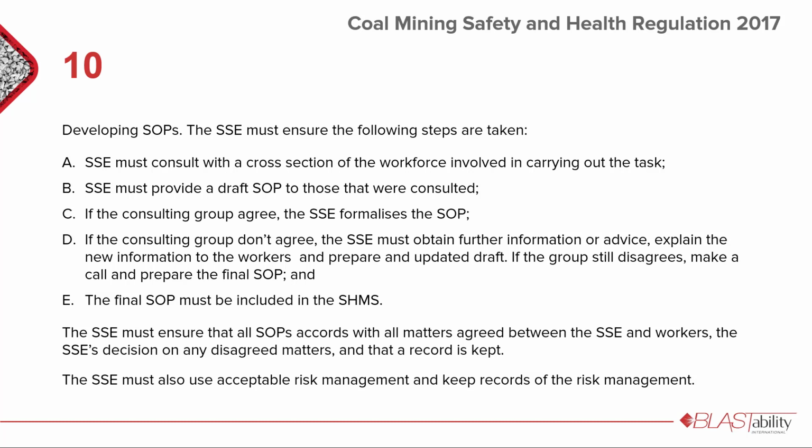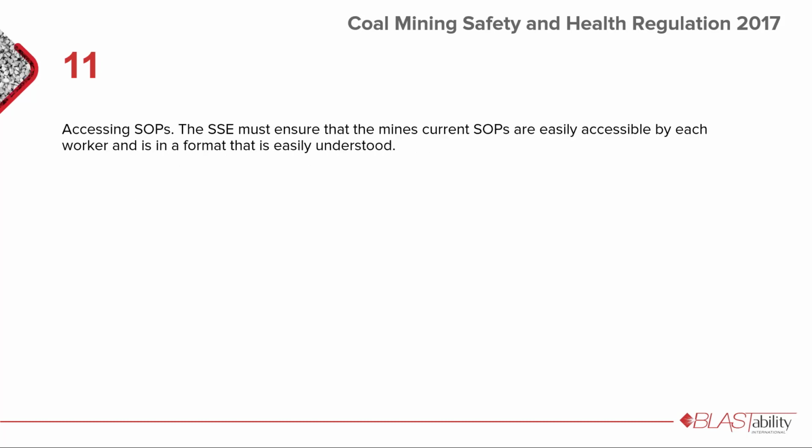If the group don't agree, the SSE must obtain further information or advice, explain the new information to the workers, and prepare an updated draft. If the group still disagrees, make a call and prepare the final SOP, and the final SOP must be included in the SHMS. The SSE must ensure that all SOP accords with all matters agreed between the SSE and workers, the SSE's decision on any disagreed matters, and that a record is kept. The SSE must also use acceptable risk management and keep records of the risk management.